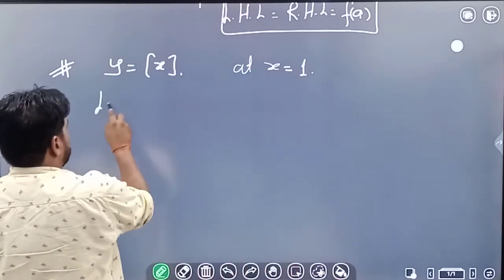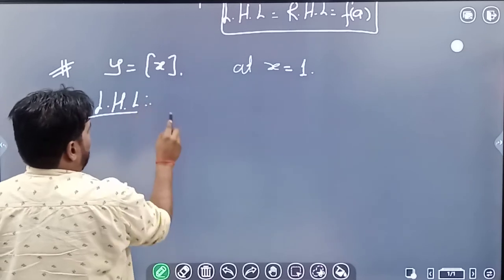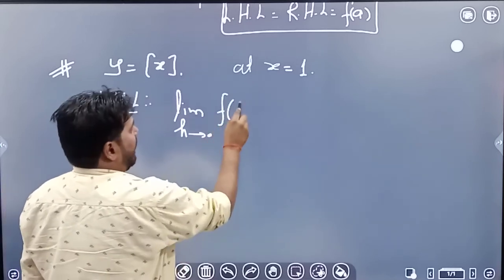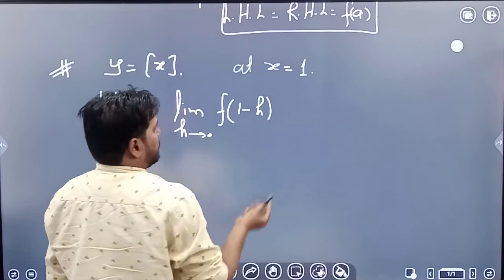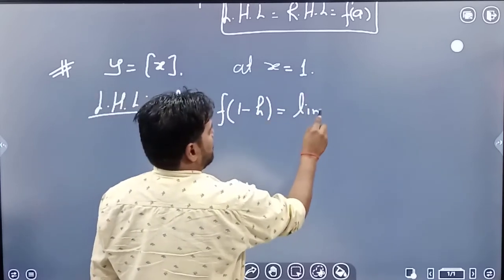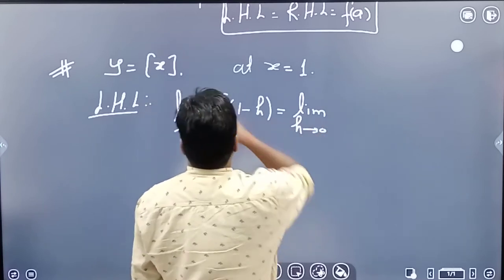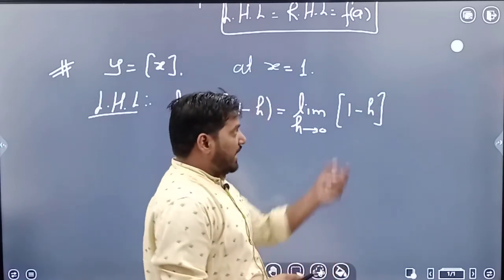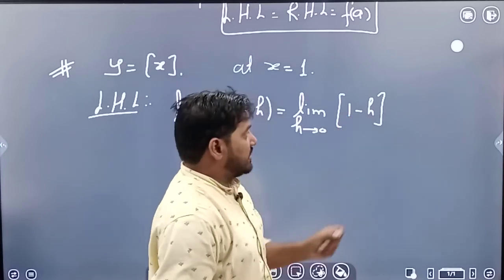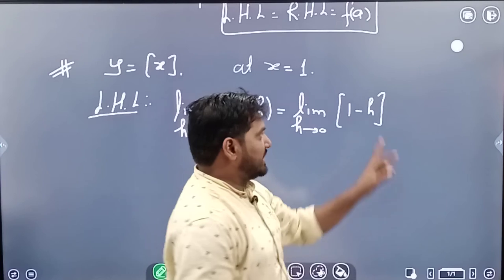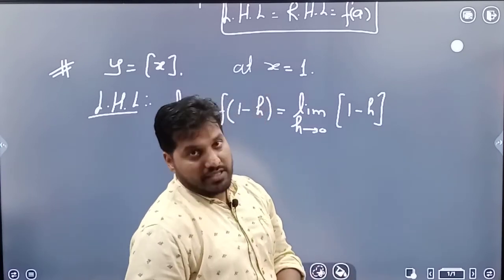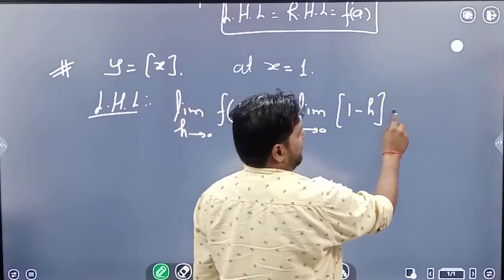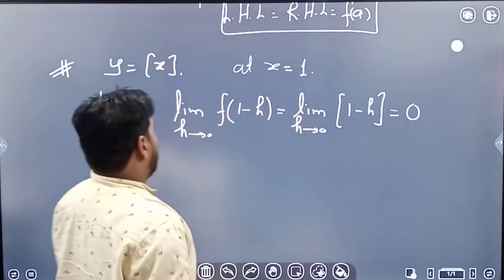So the left hand limit is, how will we apply it? Limit h tends to 0, f of 1 minus h. So you will write greatest integer of 1 minus h. But we know that for any value under the greatest integer that is less than 1, the value is 0, because h is positive and going to 0, so 1 minus h is less than 1. That means you will get the answer 0. So the left hand limit is 0.